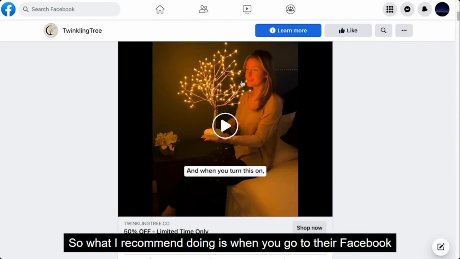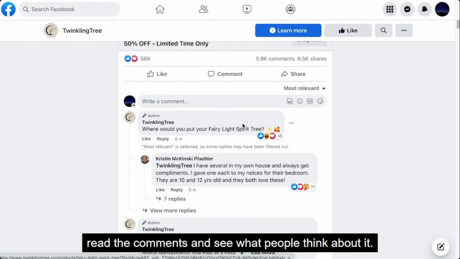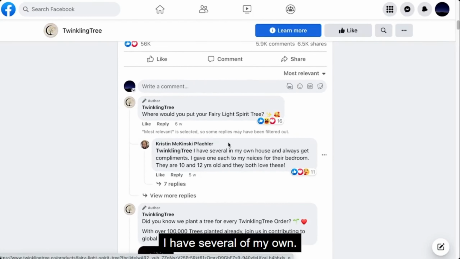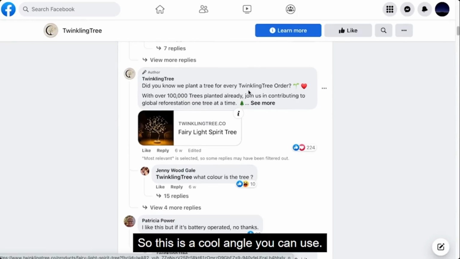So what I recommend doing is when you go to their Facebook ad, read the comments. For every product you want to test, read the comments and see what people think about it. I have several of my own. You can see here they plant a tree for every order. So this is a cool angle you can use.